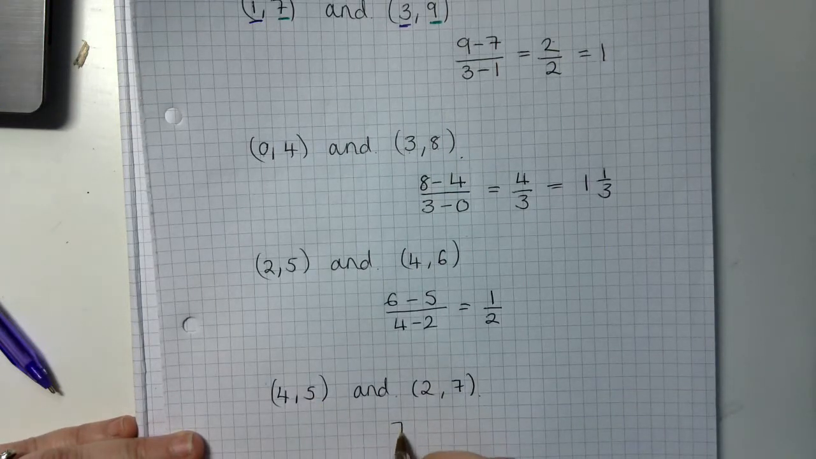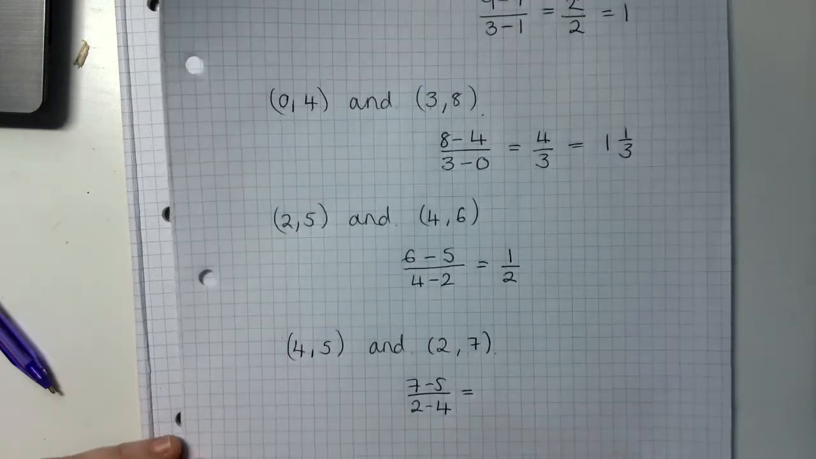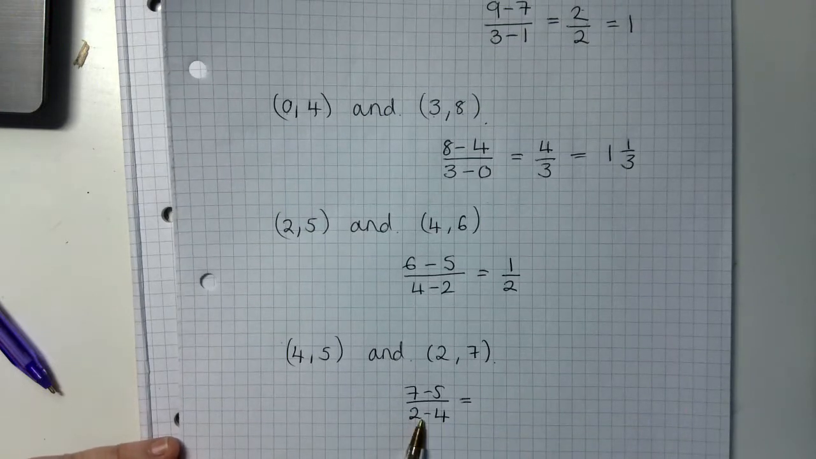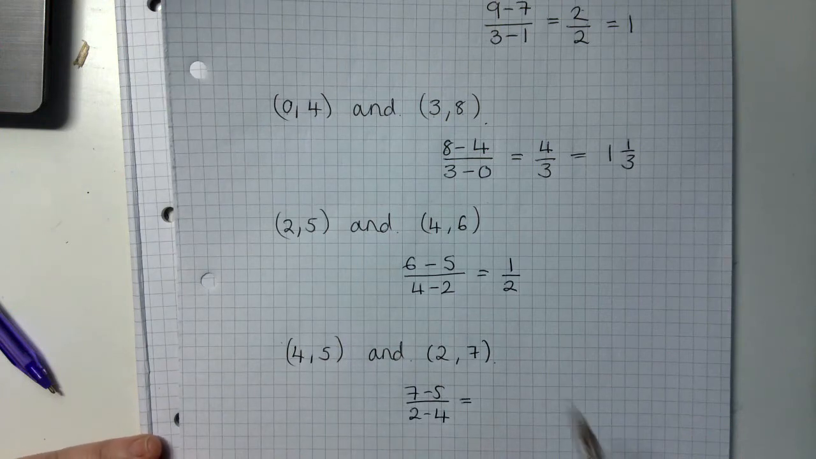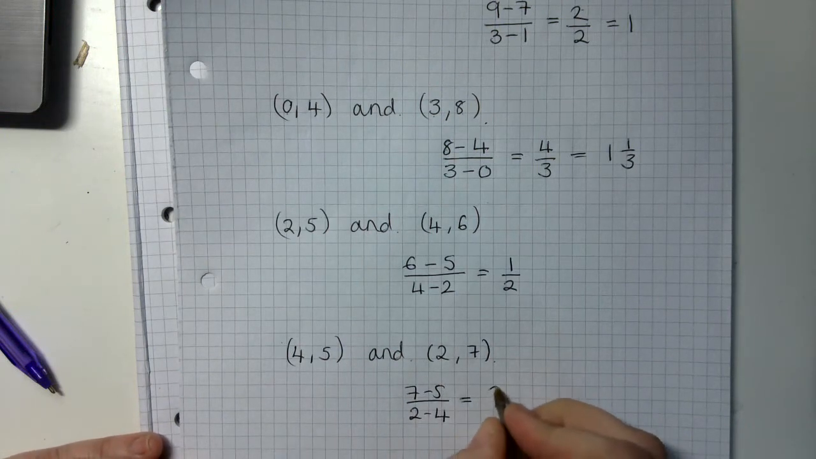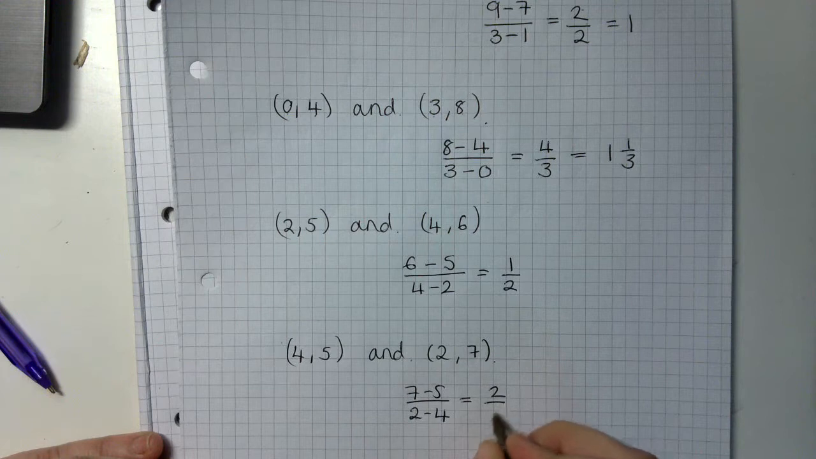Then the last one, okay, exactly the same. 7 take away 5 divided by 2 take away 4. Okay, remember gradients can be negative, so don't be tempted to do this the other way round so that you don't get a negative. You always go from second to first. So 7 take away 5 is 2. 2 take away 4 is negative 2. So this line would have a gradient of negative 1.